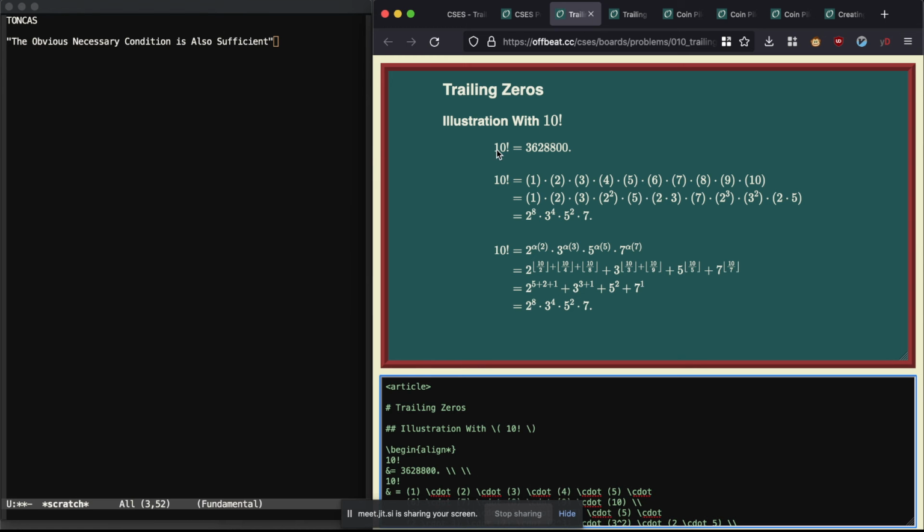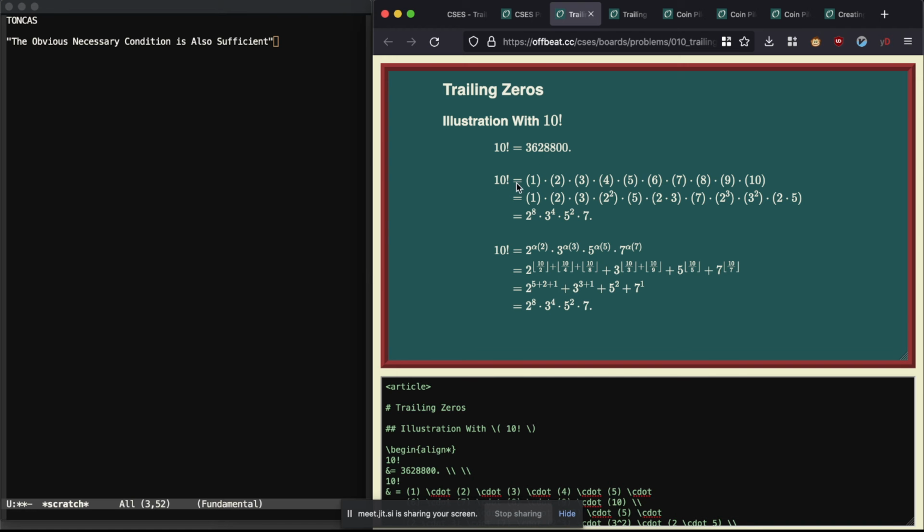I've taken a small example, 10 factorial, because it's easy to work out the underlying concepts with a small example like this. The result is a known result, 3628800. This is what we need to report in our output, that it ends with 2 zeros. So how do we do that?